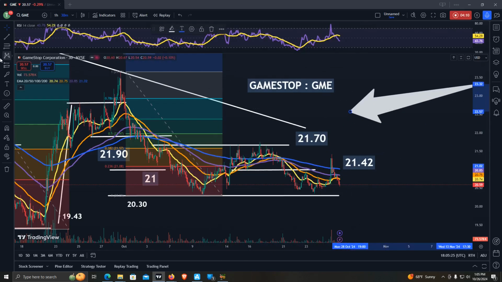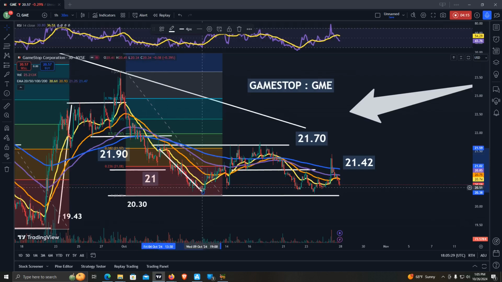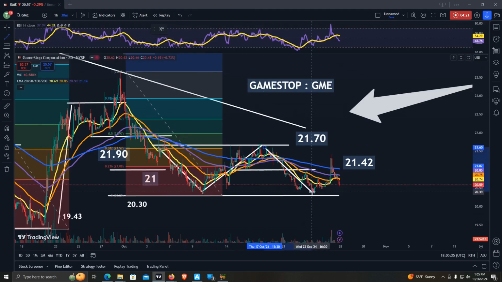So what you would expect here would be to see something more like this. We start at resistance, we work back to support, back to resistance, back to support.